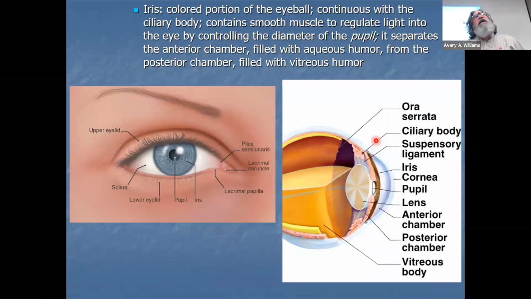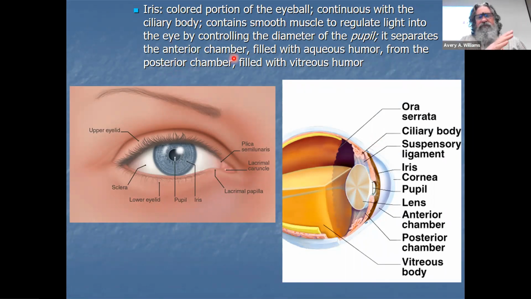Now we're talking about the vascular tunic, right? There's more to that anterior 15%, and that includes the iris. Now the iris, the word iris, it's also the name of a flower. You think flowers are colorful and pretty, and so I guess this is the colorful, pretty part of your eye. That's the colored part of your eye. It's also known as the iris.